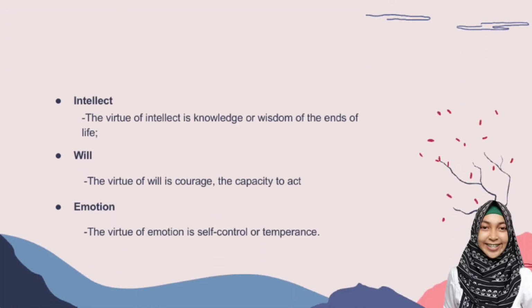It is the knowledge or wisdom of the ends of life of a person. Then the second one is the will. It is the virtue where is our courage and the capacity to act of a person. Then the last one is the emotion. It is the self-control of our emotion or the temperance of a person.